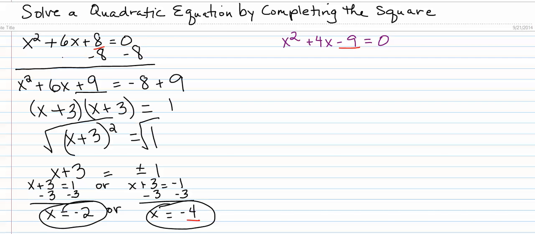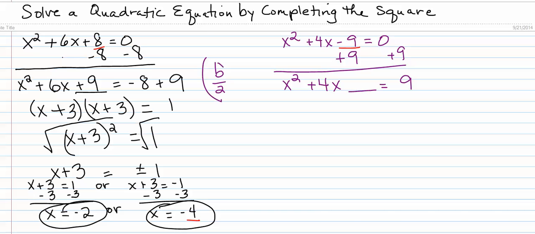So the first thing I need to do is get this out of the way because it's stopping us from having a perfect square. And I'm going to leave a gap here because I'm going to fill in this gap with a number that will create a perfect square. In order to find that, I erased it before, but you take half of your b value and square it. Well, you might be wondering what b is.